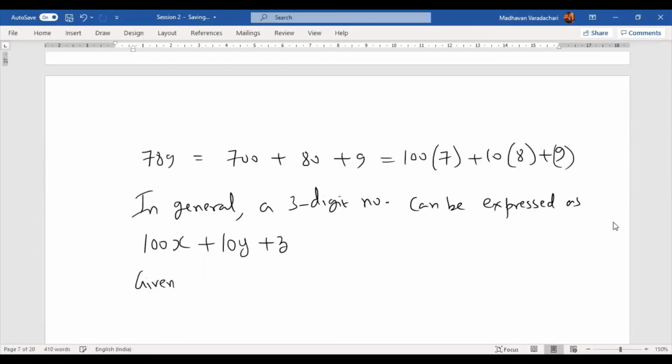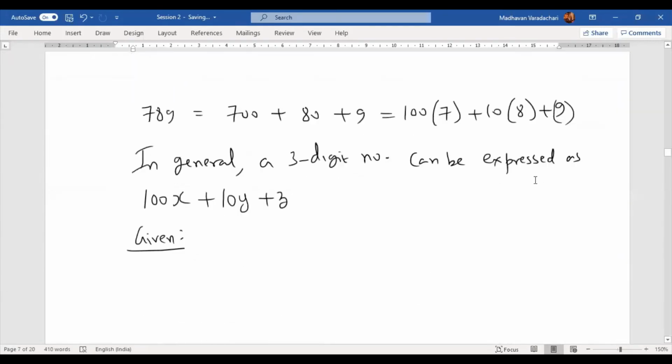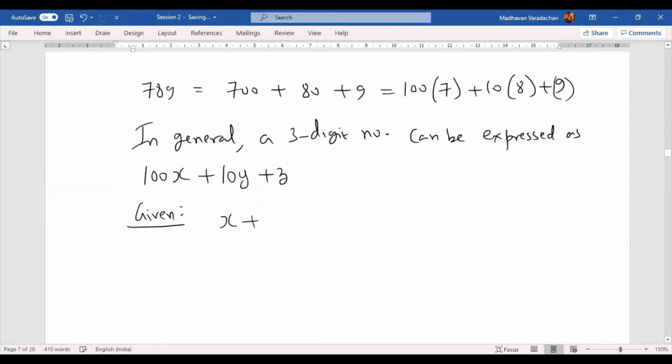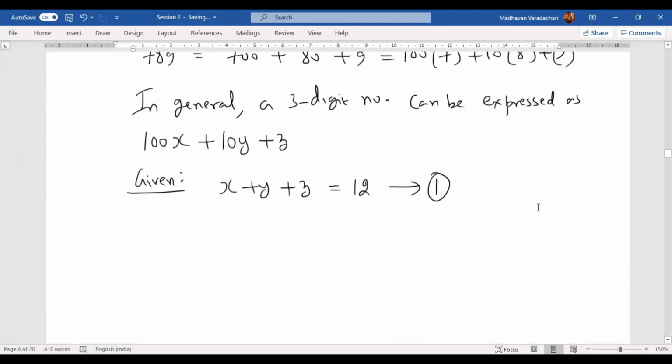Now, in the question, some things are given. The question says, the sum of the digits of a 3-digit number is 12. Let me write that. Given x plus y plus z equal to 12. That is the first thing given in the question. Then what is next given? If the digits are reversed, the number is increased by 495.